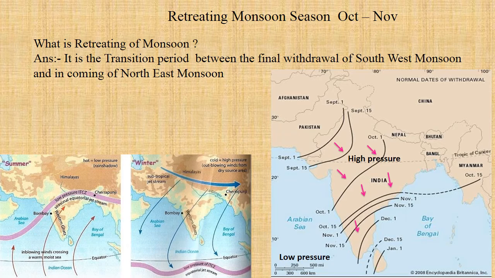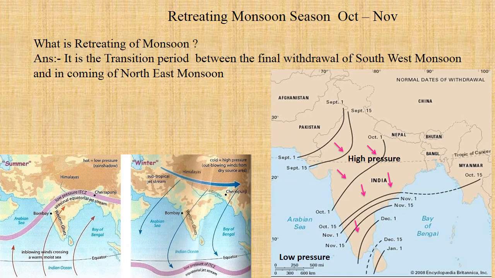September is the month from where the monsoon starts withdrawing. So, the monsoon withdraws first from North India in the month of September. In the month of October, it withdraws from Central India. In the month of November, it withdraws from Peninsular India. And in the month of December, it leaves India.